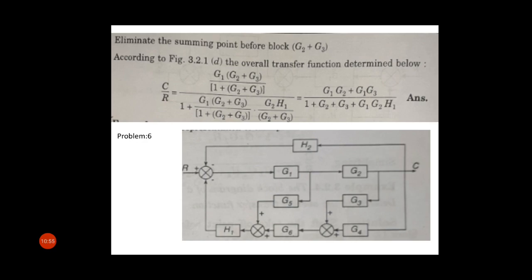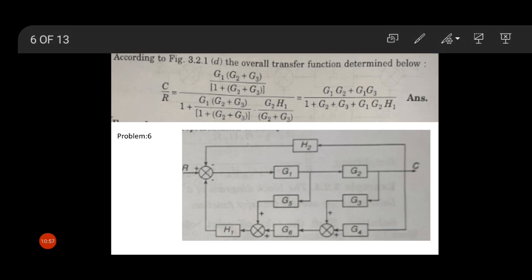Now come to the sixth problem. So this is our sixth problem. What will we do in this case? First, shift the takeoff point placed before block G2, meaning we shift this takeoff point from here to here. Then we see these two blocks are connected in parallel. So we eliminate this summing point by combining these two blocks.